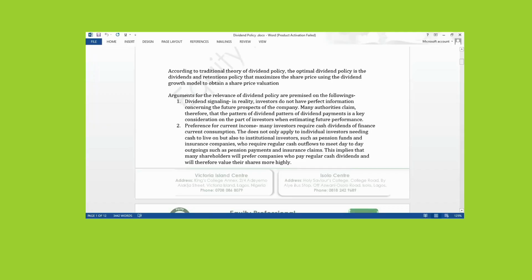According to the traditional theory of dividend policy, the optimal dividend policy is that dividend policy and retention policy that maximizes company share price, using dividend growth model to obtain the share price.